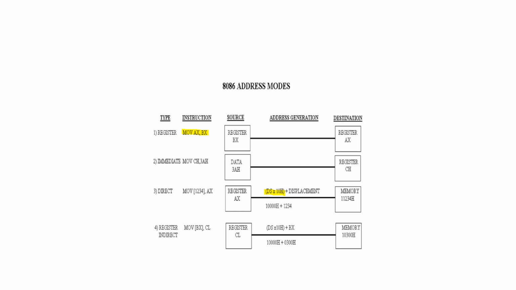That means left shifting of the segment address. So you'll be getting 10,000 hexadecimal value that has to be added with the offset address which is given in the instruction, 1234. Now we will be getting 11234, nothing but a 20-bit physical address, with the help of direct addressing.